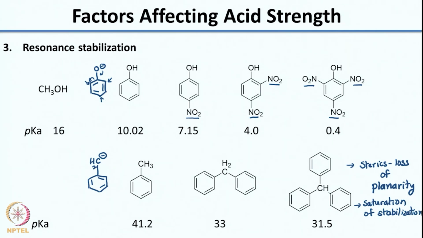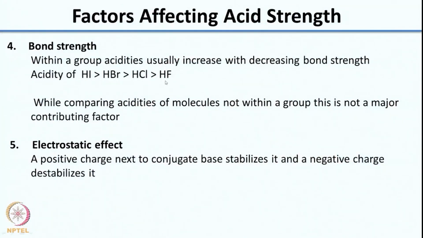So far we have looked at solvent effects, we have looked at inductive effects, and we have looked at stabilization due to resonance. Now let us look at some more effects. One is the bond strength. As I told you earlier, within a row, as the electronegativity increases, the acid strength increases. But what happens within a group? So let us say we compare the acidity of HI, HBr, HCl and HF.